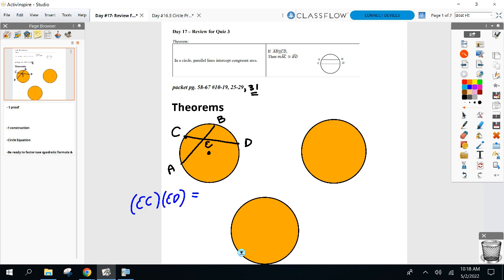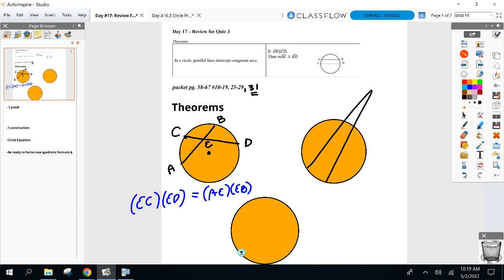Great work. Yep. The segments they form are equal to each other when I multiply. EC times ED equals AE times EB. Right? The segments that are formed. That's when two chords intersect. Two chords. All right, next one.